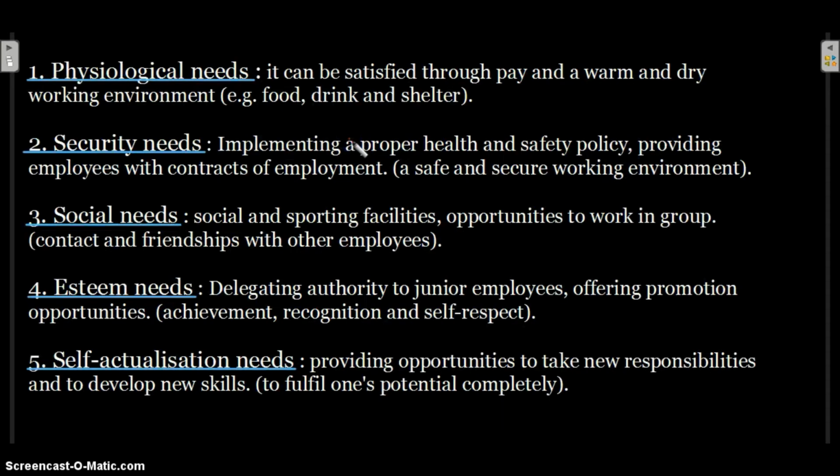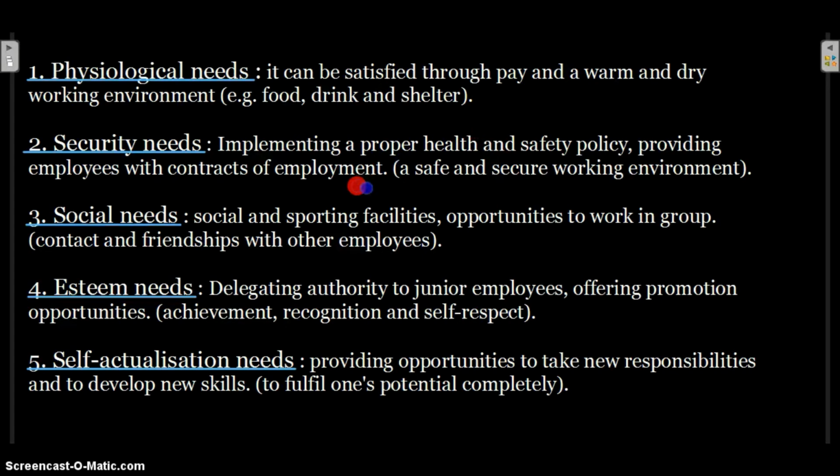Now let's talk about each of these needs. Physiological needs can be satisfied through pay and a warm and dry working environment. Physiological needs are basically about your food, your drink, and shelter. If you have all this, then your physiological needs are being fulfilled.